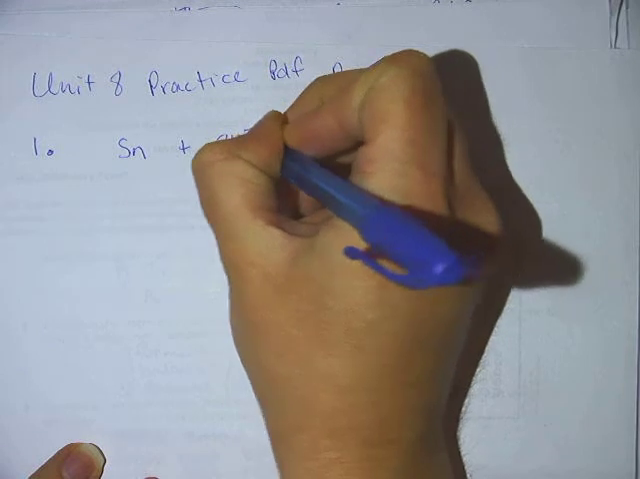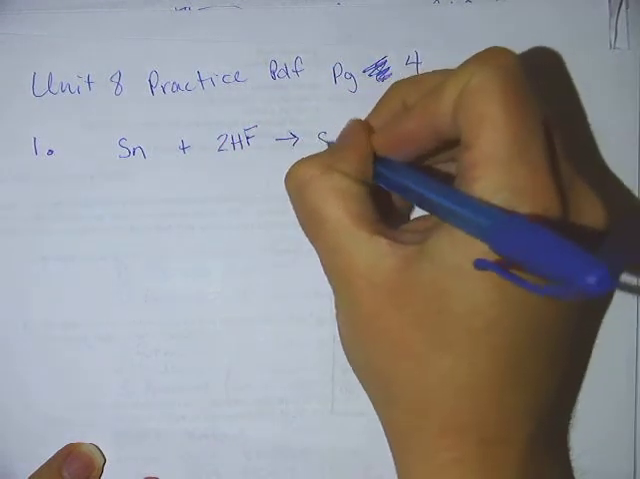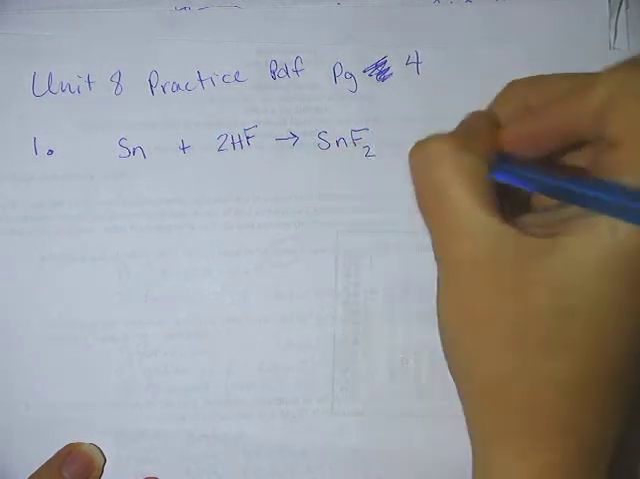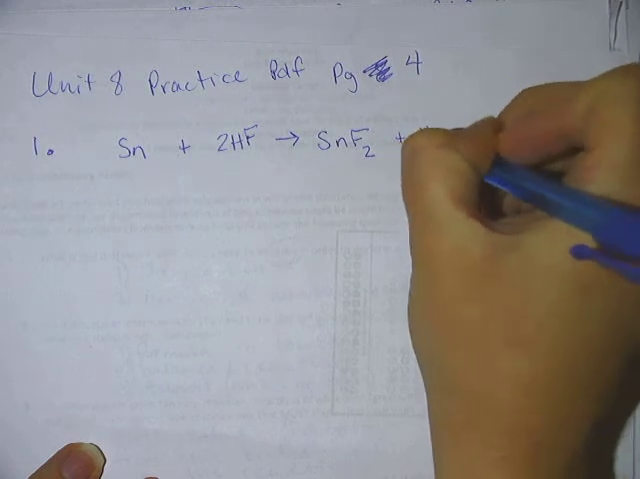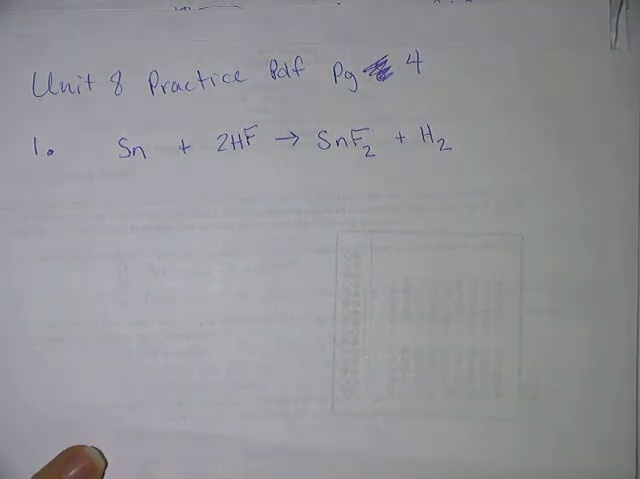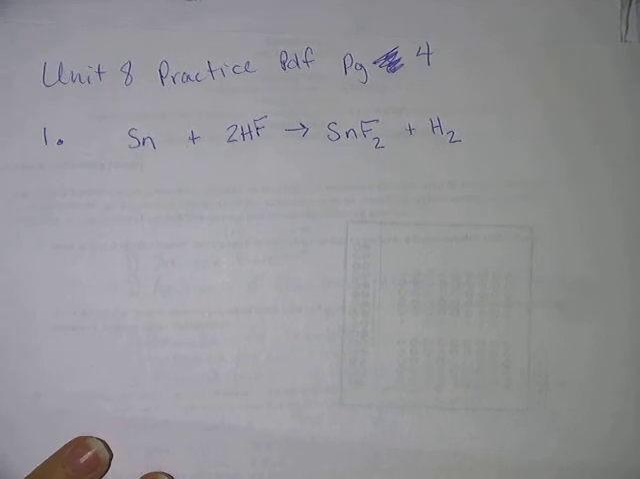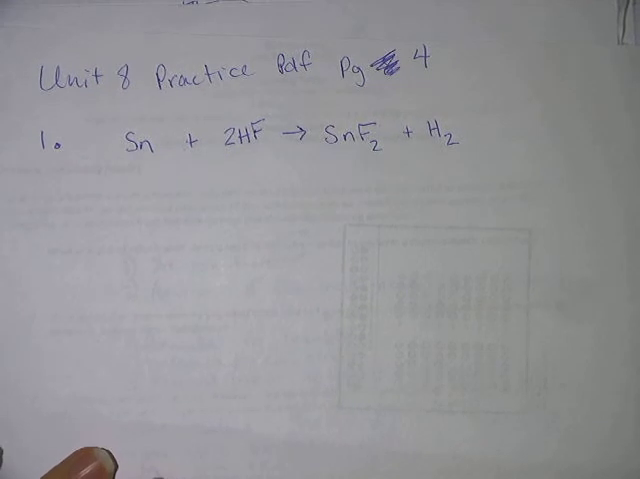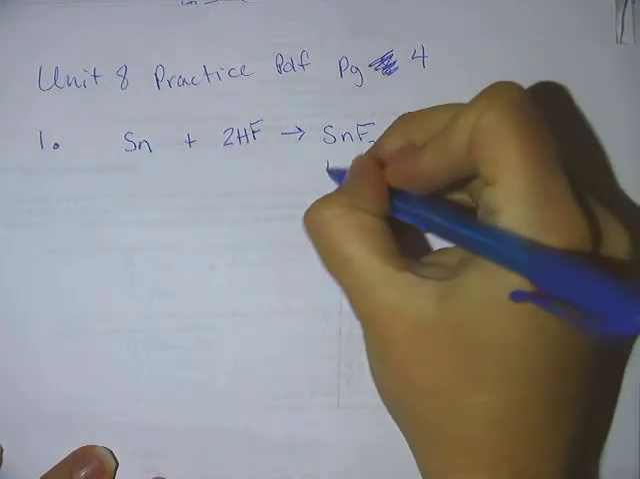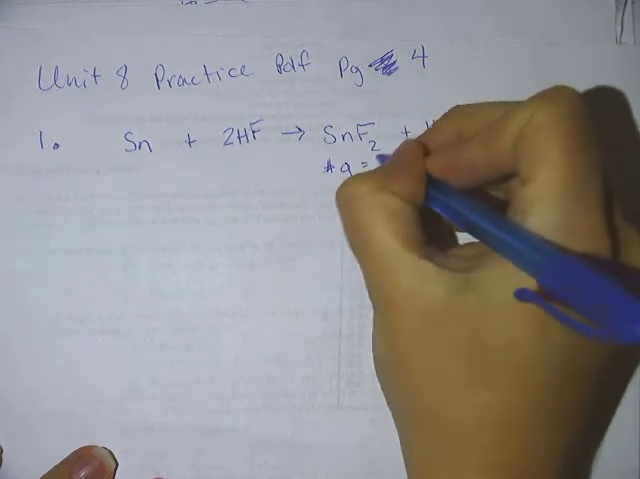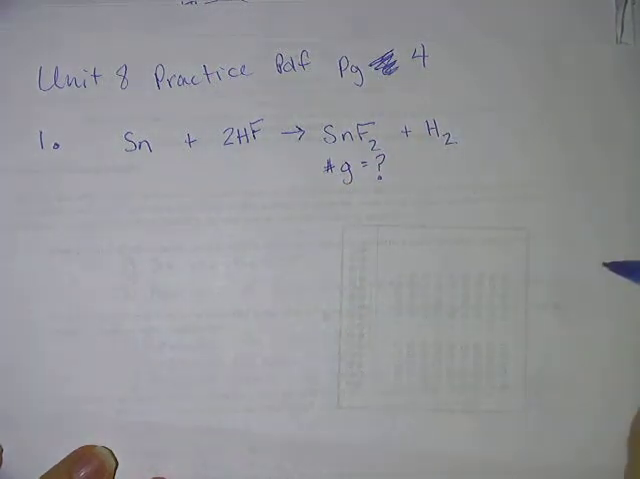Again, my advice is always copy the equation down. Always copy the equation down. If you're doing something on paper and the problem you're looking at is on your computer, you should copy the equation down. It helps to be able to write on it. Then they say how many grams of SnF2, so that's what we're looking for. That's our unknown.